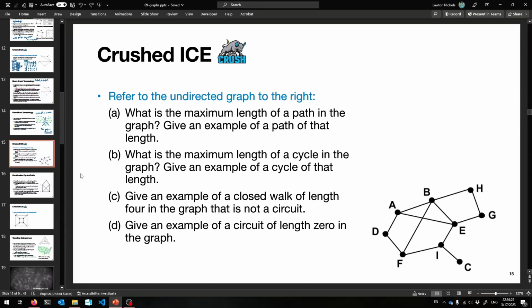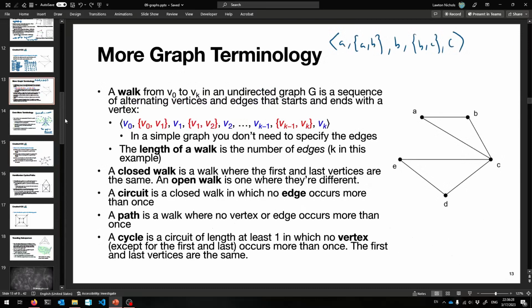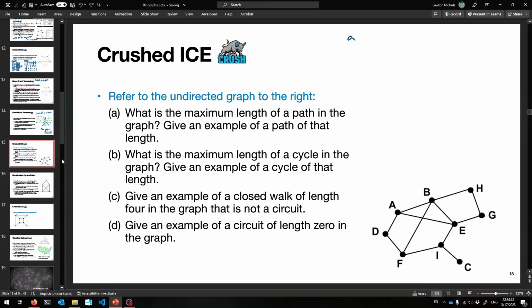What's the maximum length of a path in the graph? And a path, remember, is a walk where there are no duplicated vertices or edges. So you can't reuse anything at all. Since you cannot reuse any vertices, the longest path has to visit every single vertex once. So here is that longest path. You have B to A to D, D to F, F to I to C. It's visiting every vertex. You can't get any longer than that, because otherwise you would have wrapped around to somebody else. So that is the answer for A. I hope you see that.